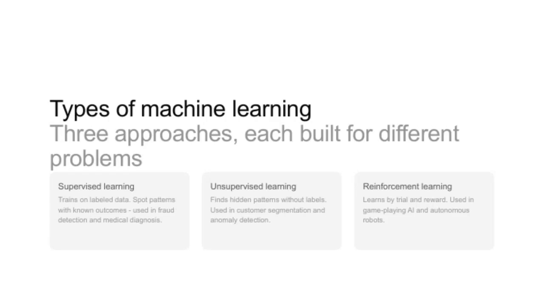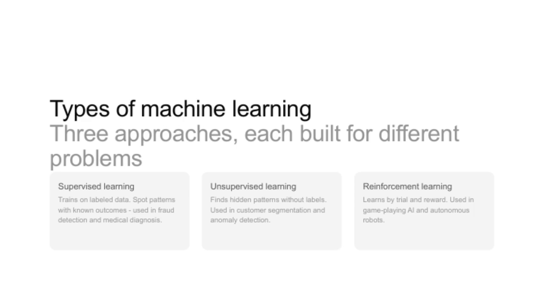Now, let's take a closer look at the main types of machine learning. First up is reinforcement learning. This approach learns through trial and reward, meaning it tries actions and learns from the outcomes. It's often used in game-playing AI and autonomous robots, where the system improves by constantly experimenting and receiving feedback.